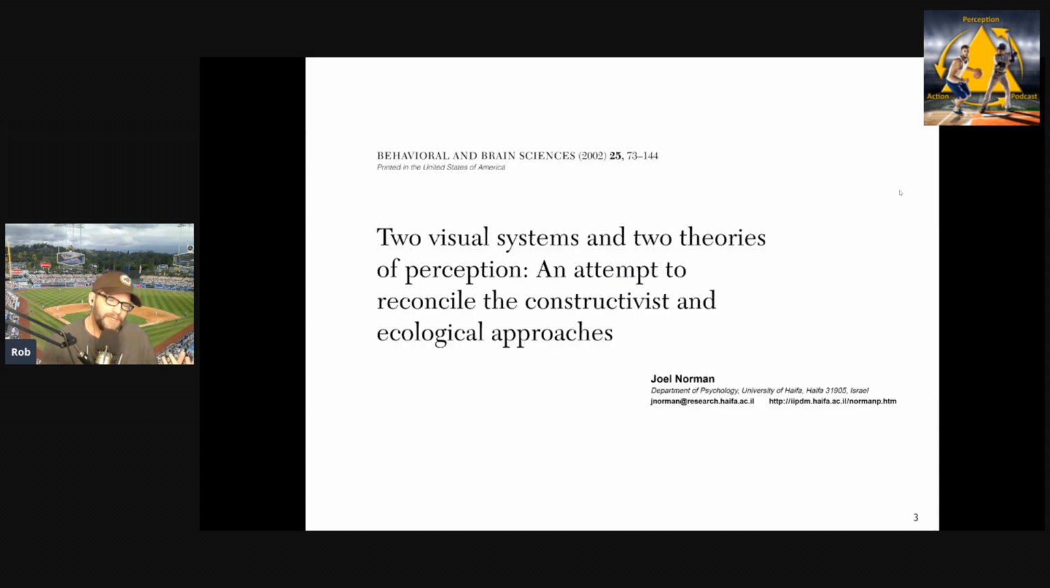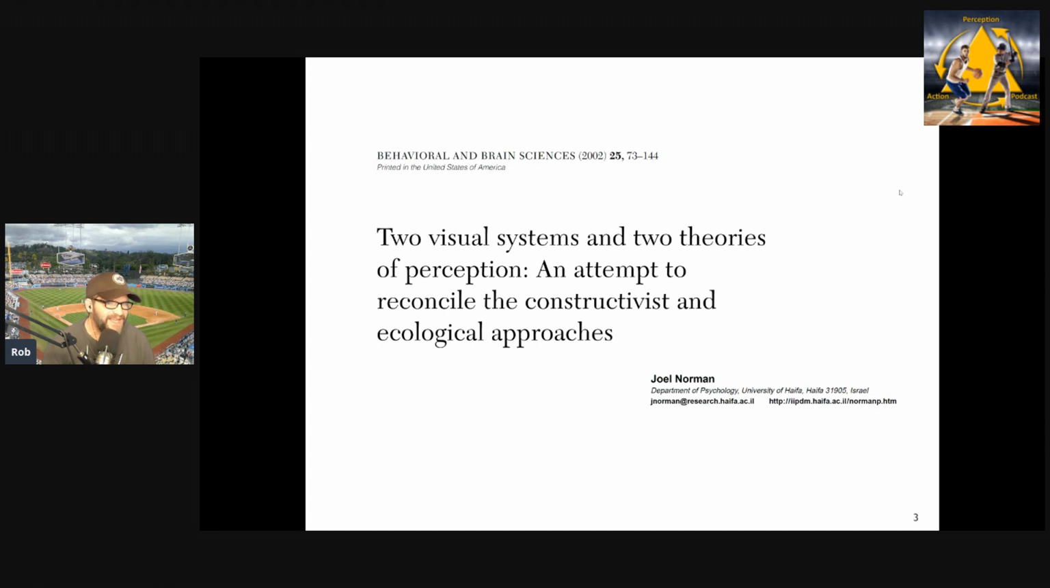So the paper I want to look at today is an attempt to do this, to try to reconcile these two theories. In this case, it's not skill acquisition. I'm going to try to pull out the skill acquisition ideas, but it's mostly about perception itself, and mostly about size and shape perception rather than the control of action per se. This is a paper published in 2002 in Behavioral and Brain Sciences by Joel Norman.